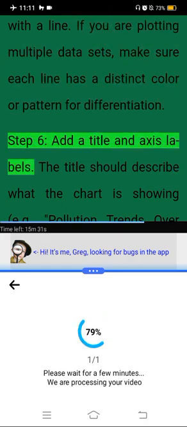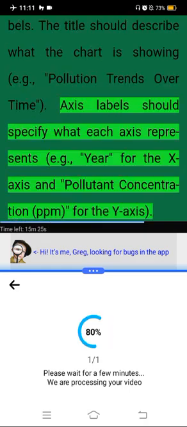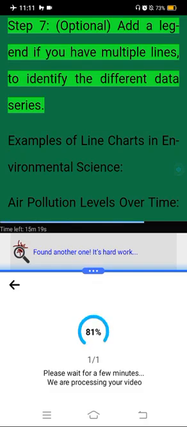Step 6. Add a title and axis labels. The title should describe what the chart is showing, e.g., pollution trends over time. Axis labels should specify what each axis represents, e.g., year for the x-axis and pollutant concentration (ppm) for the y-axis. Step 7. Optional. Add a legend if you have multiple lines, to identify the different data series.